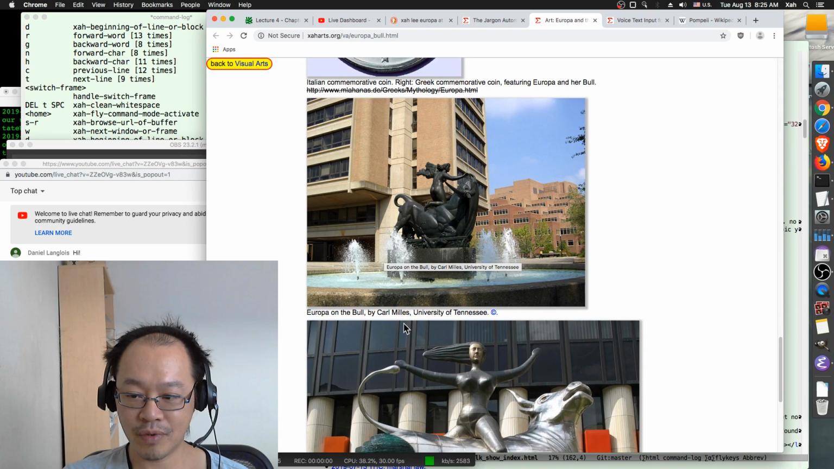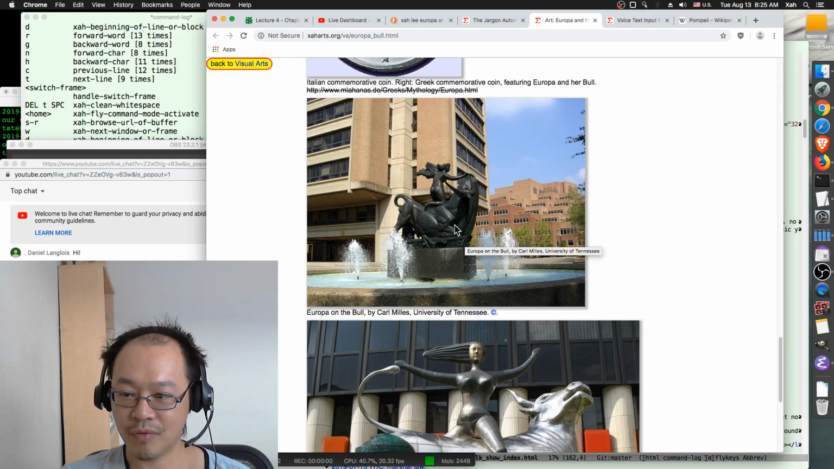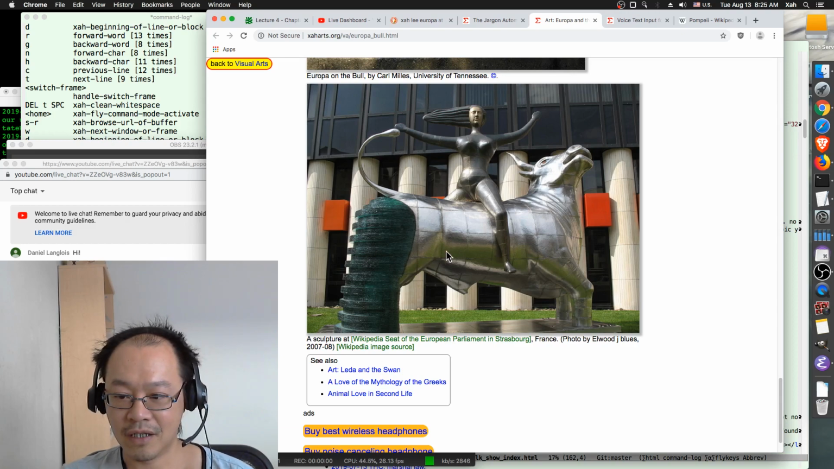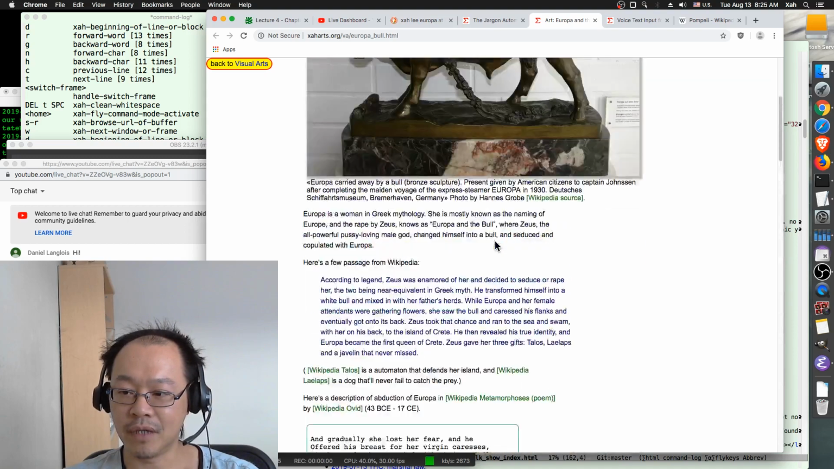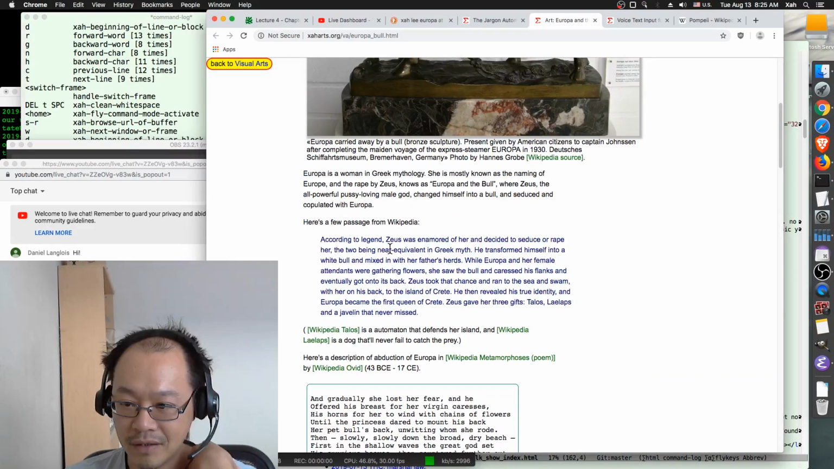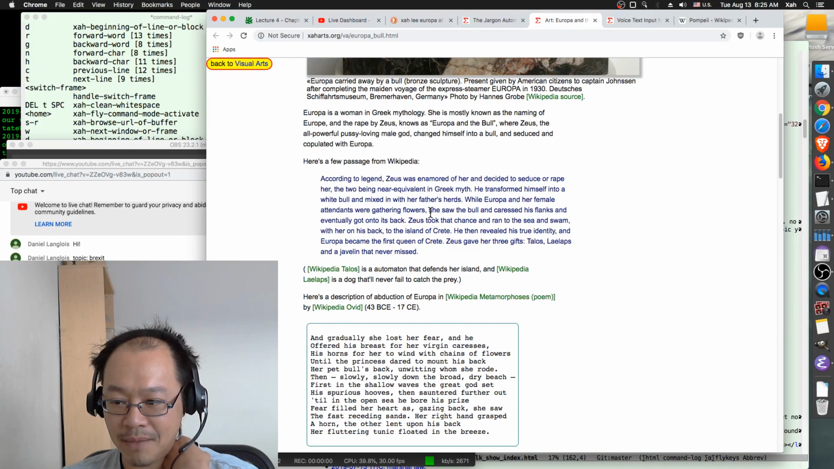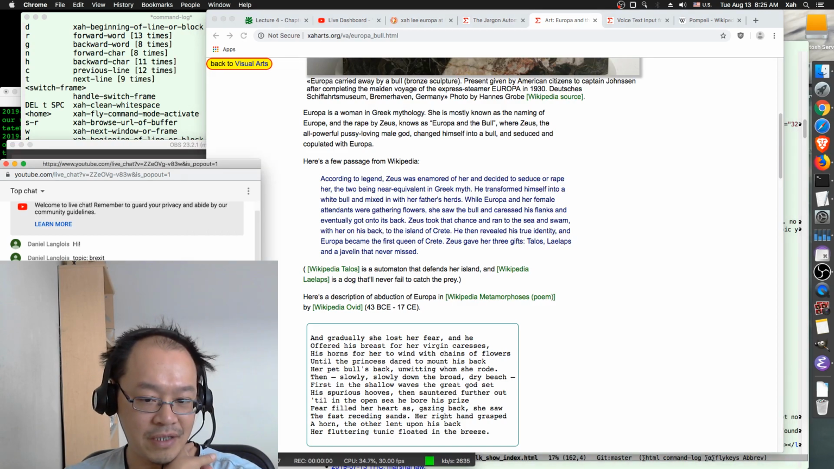Look at all these sculptures, and this one is in USA. Europa and the bull by Carl Milles, University of Tennessee. This one is modern, and another modern one from France. So that's the story of Europa and the bull, and I find it beautiful. And there's this poem here, Metamorphoses.